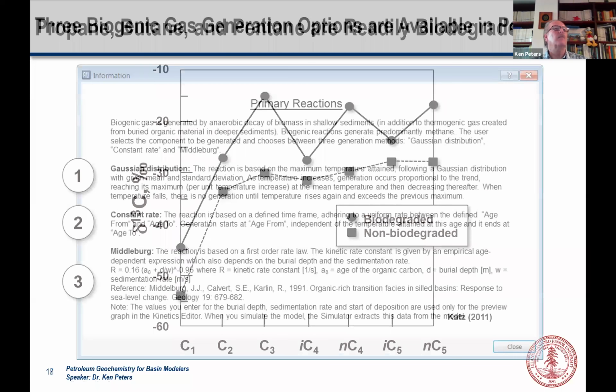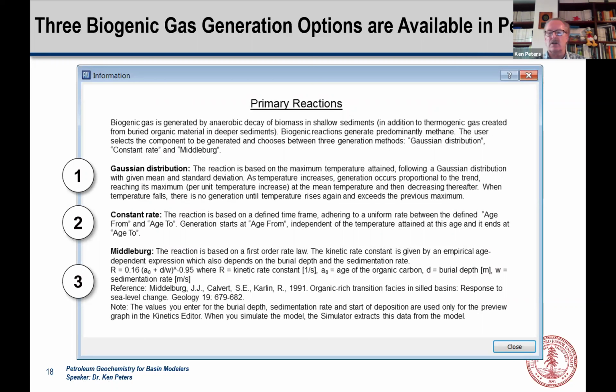Well, I want to spend some time talking about biogenic gas generation. This is a topic that I think is of interest to many people, and this is an entry in commonly used software. This is PetraMod, and PetraMod allows you to calculate biogenic gas generation, and there are three approaches here that can be used. The user selects a component, called biomethane, and then chooses among these three methods, okay?